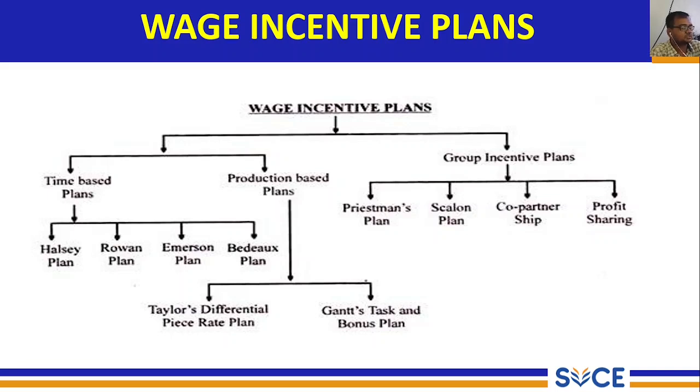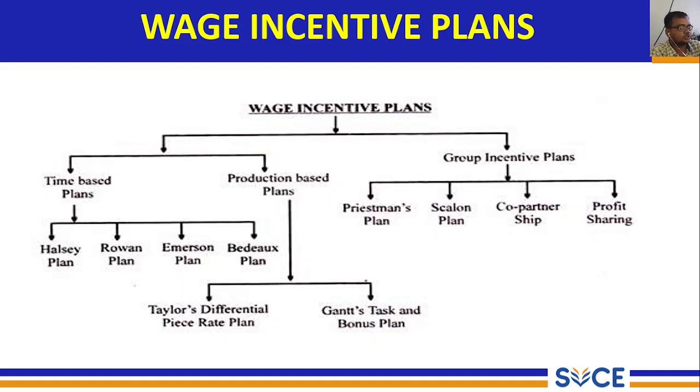As far as the syllabus is concerned, we only stick to the outline of what all those plans are about. Even though there are much more detailed descriptions and detailed analyses through various problems, with the syllabus constraint we just stick to the outline. The categorization is based on time-based, production-based predominantly, and then the group incentive plans. In the group incentive plans, we have four different categories: the premium plan, scale plan, co-partnership, and profit sharing.